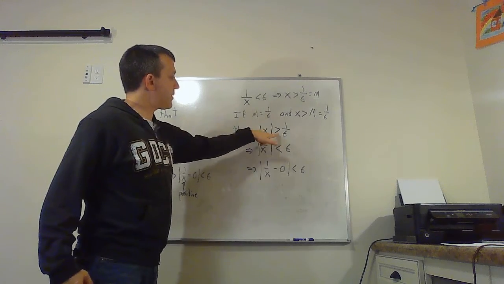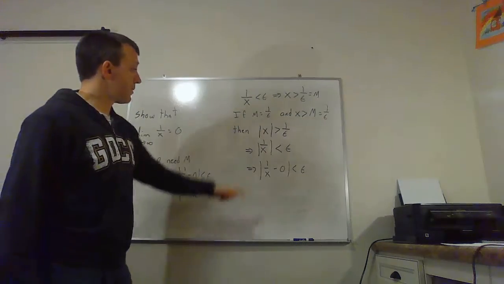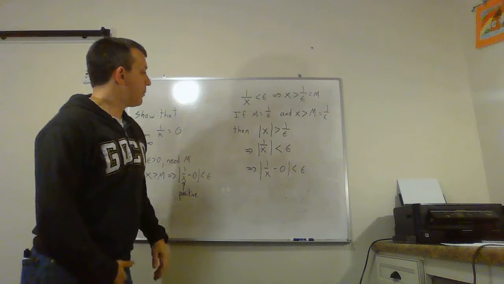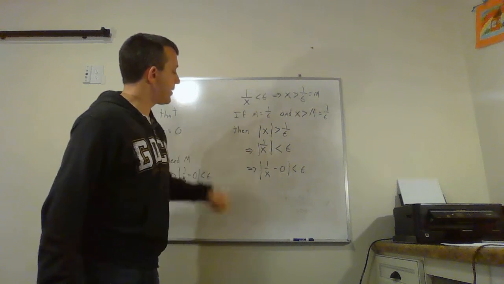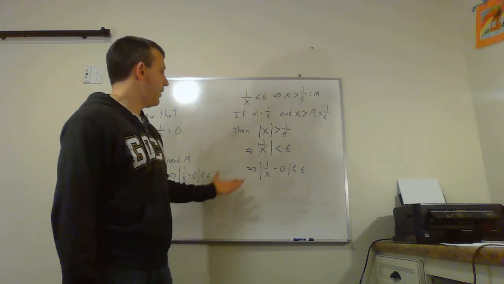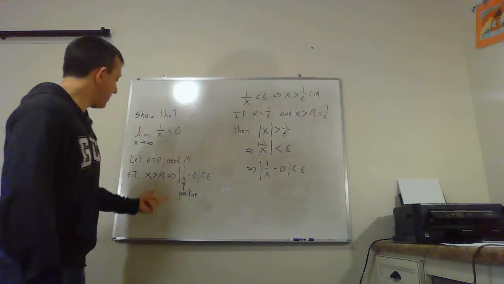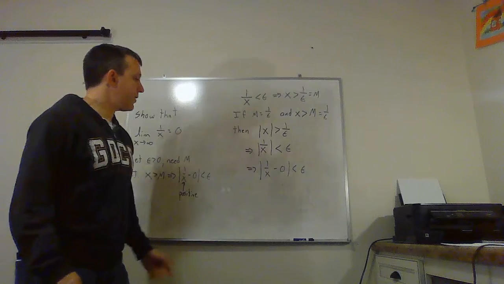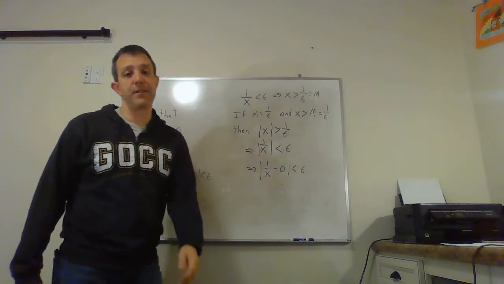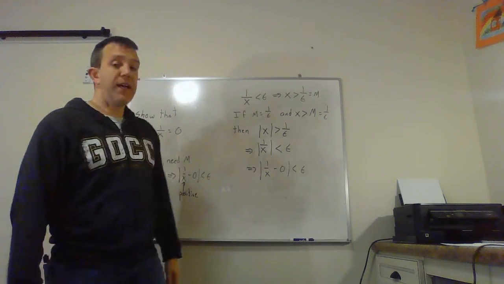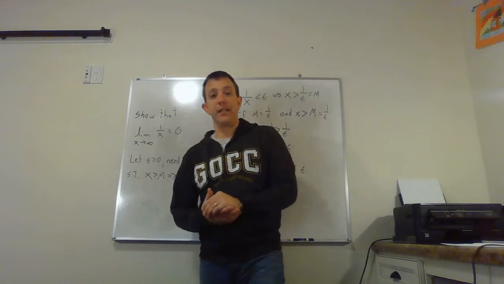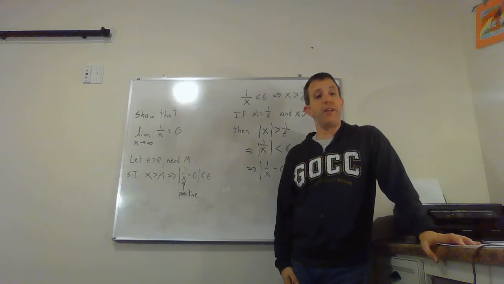Then the absolute value of x is greater than 1 over epsilon, because again, this was M. When we take that reciprocal, that implies then that 1 over |x| is less than epsilon, and we can throw the 0 in just for kicks, actually because we need it as part of our definition. And so the absolute value of 1 over x minus 0 is less than epsilon. And that is exactly our definition of having a limit at infinity.